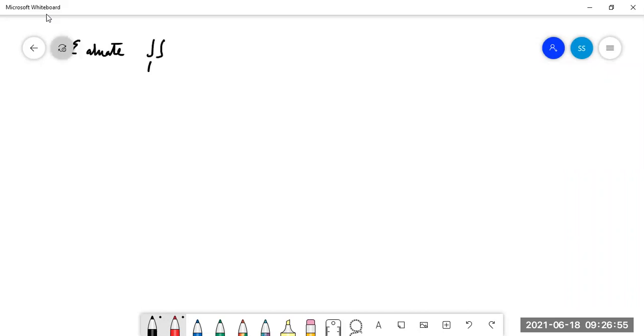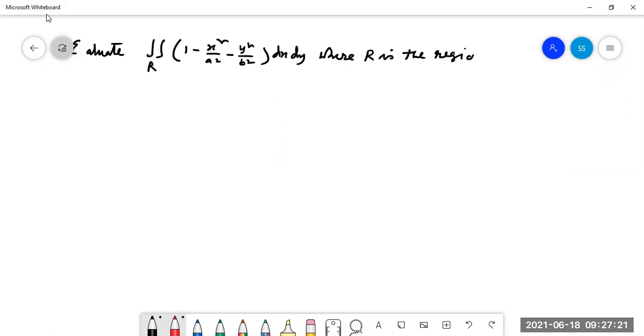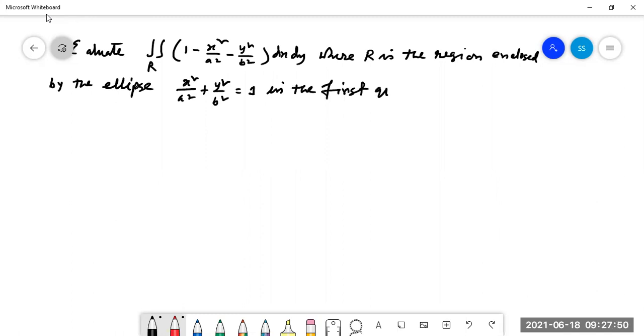Evaluate the double integration of r over 1 minus x square by a square minus y square by b square dx dy, where R is the region enclosed by the ellipse x square by a square plus y square by b square equals 1 in the first quadrant. Clear?